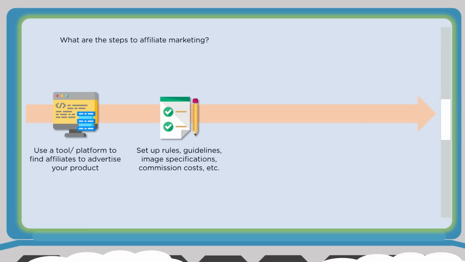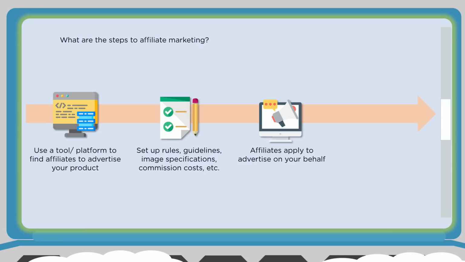So the commission doesn't have to be the same for all affiliates. It could simply be that your top affiliates get a higher commission as opposed to just some other affiliates who get a starting commission. You establish everything on the platform, the affiliate platform that you choose.